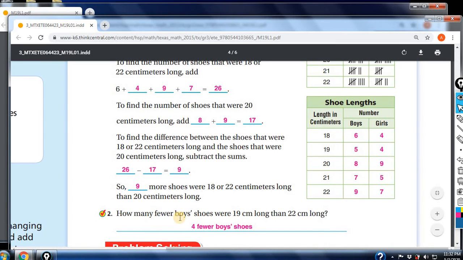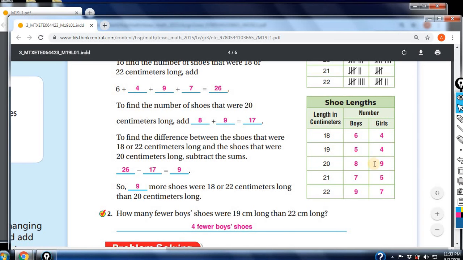The next question, how many fewer boys' shoes were 19 centimeters long than 20? Well, 19 was 5. Okay. How many fewer boys' shoes were 19 centimeters long than 22 centimeters long? So 19 was 5. 22 was 9. So we subtract 5 from 9, and that gives us 4.